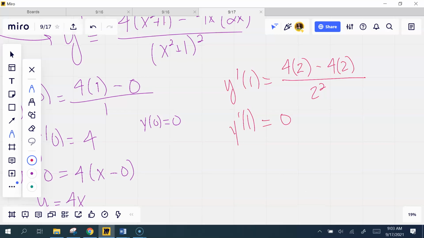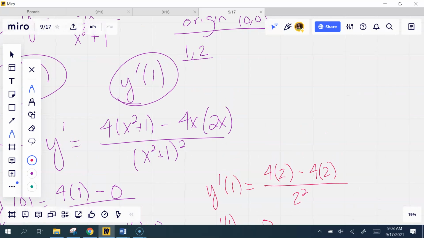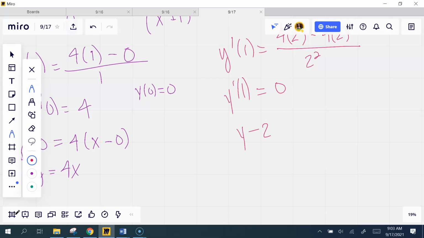All right, so what's the equation of the tan line at this point? Y minus, what was the original point? 1, 2. So y minus 2. So what's the equation of the line? Makes sense. It's a horizontal line. Yay or nay? Yay.